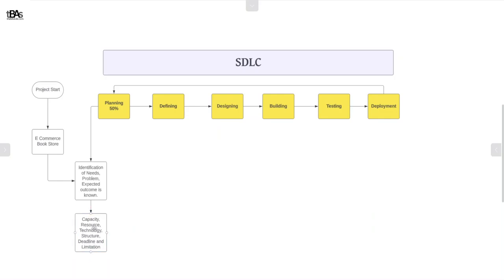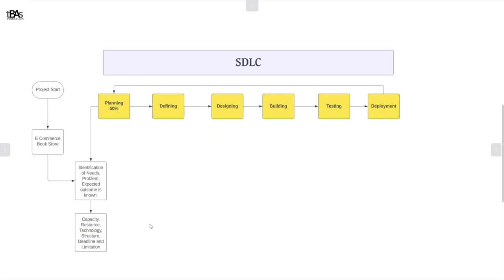So the point here is that capacity, resources, technology, structure, deadlines, and limitations are calculated and defined correctly, not only by business analysts, but also with the help of project managers, development heads, and some of the key stakeholders within the company. Every project is defined with all of those: whether we are capable of doing it within the deadline, whether we can overcome our limitations, as well as what kind of technology would be most suitable. Everything is well planned.